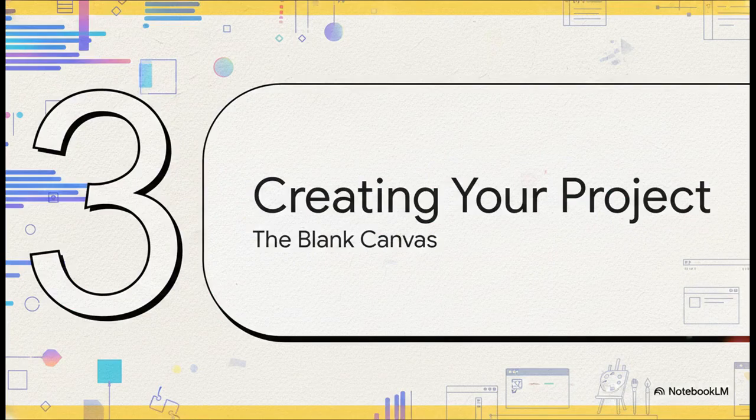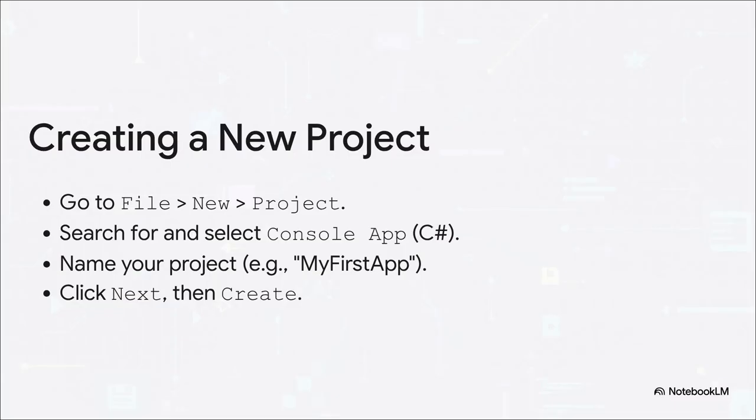All right, now that it's all installed, let's fire it up and create our very first project. This is like setting up a blank canvas before we start painting. Once Visual Studio opens up, just click Create a New Project. In the window that pops up, there's a search bar at the top. Just type in Console App. Now, you might see a couple of options, so make sure you pick the one for C#. It's the perfect, simple starting point. Give your project a name. My first app is totally fine. And then just hit Create. That's it.